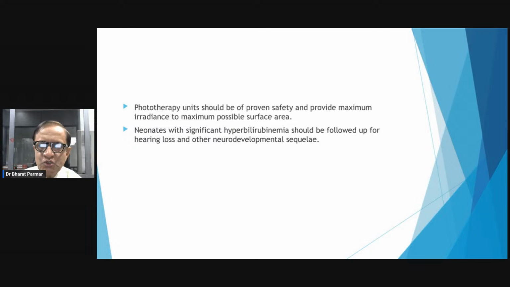Phototherapy units should be proven safe and provide maximum irradiance to the maximum possible surface area. And the neonate with significant hyperbilirubinemia should be followed up for hearing loss and other neurodevelopmental sequelae. So follow up for hearing loss and other neurodevelopmental sequelae when the baby presents with severe serum bilirubin more than 12 milligram per dL.